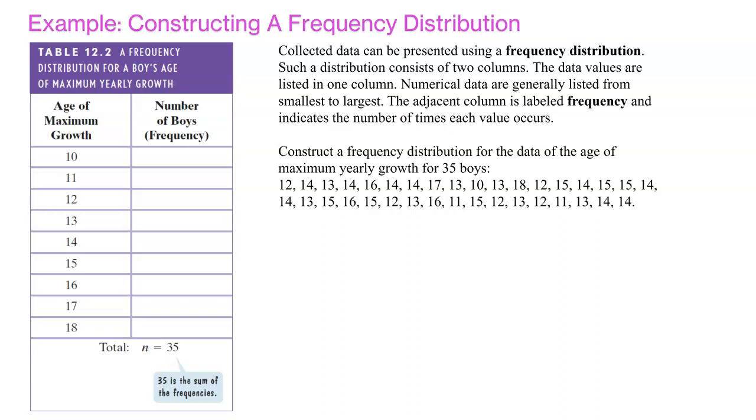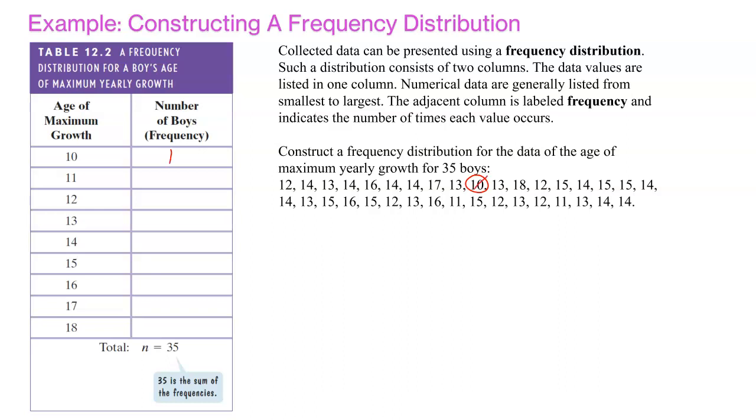It's a 2-column table. In the first column, we're going to list all the data values. And in the second column, we're going to identify how many times those data values appear. So we'll start with the age of 10. How many times does the number 10 show up in this list? One time. That's the only one, so it has a frequency of 1. It shows up one time.